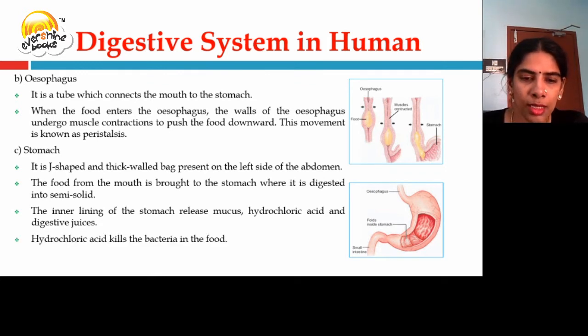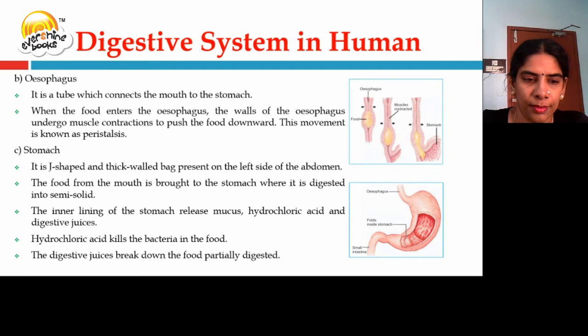Hydrochloric acid kills the bacteria in the food. The digestive juices break down the food partially. So as discussed earlier, the mouth has already made it into a semi-solid, partially digested form. Now here it is further partially digested in the stomach.